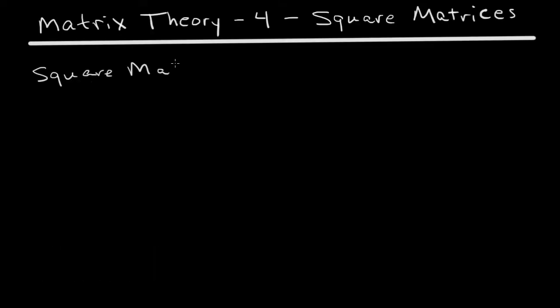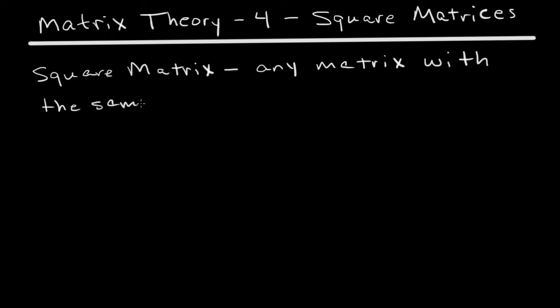A square matrix is any matrix that is shaped like a square. So a square matrix, we're going to define that to be any matrix with the same number of rows as columns.